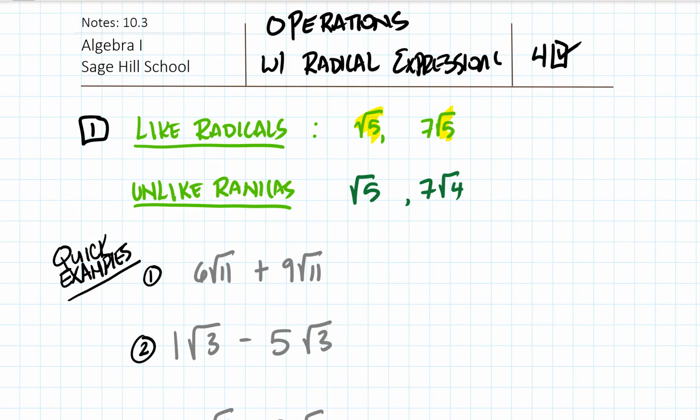10.3 is all about operations with radical expressions. And there are 4 boxes to talk about, so let's get going here. First, we want to define what like radicals means.